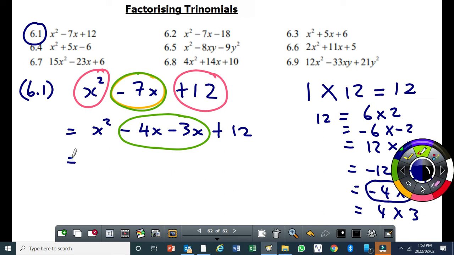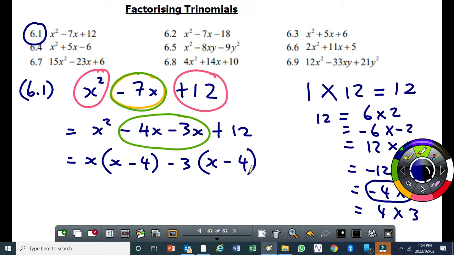So the first two terms, what is the common factor? It's x. Then x squared divided by x, you get x. Minus 4x divided by x will give you minus 4. Then the last two terms, since I have a minus 4 here, it means I have to take out minus 3 as my factor. Then I'll be left with x minus 4.